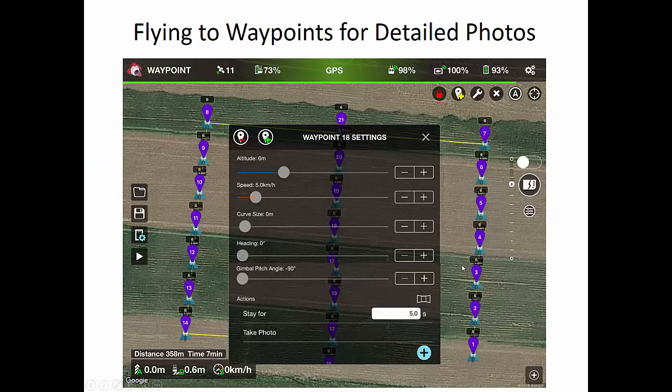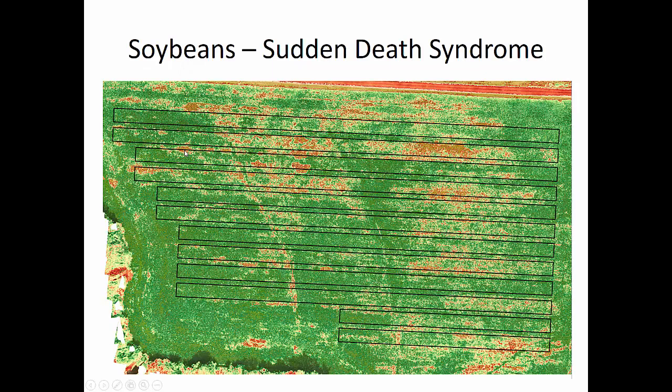Another methodology that we've begun to use is another app. I mentioned MapPilot. This is an app called Litchi, where you can plug in waypoints and actually fly to those points and take pictures. Smaller drones like a Spark or the Mavic Air have the capability of doing this and might allow you to do some different things besides just flying the whole field.